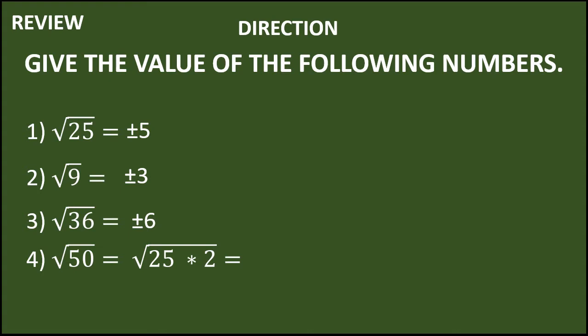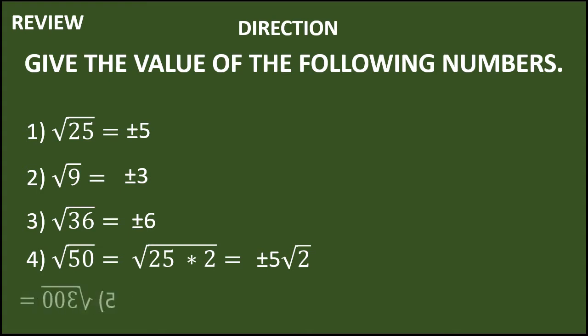Since 25 is a perfect square, the value of square root of 25 will become positive and negative 5. So we are going to write that before the radical sign. So the answer will become square root of 25 is positive and negative 5. And what remains inside the radical sign is 2. So the final answer will be positive 5 and negative 5 square root of 2.